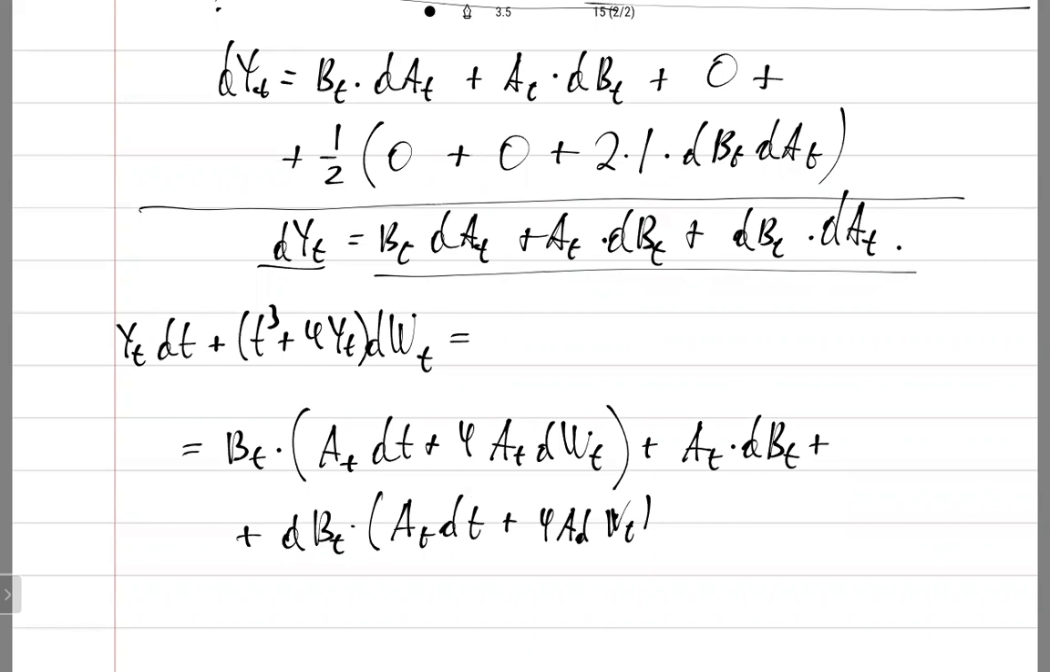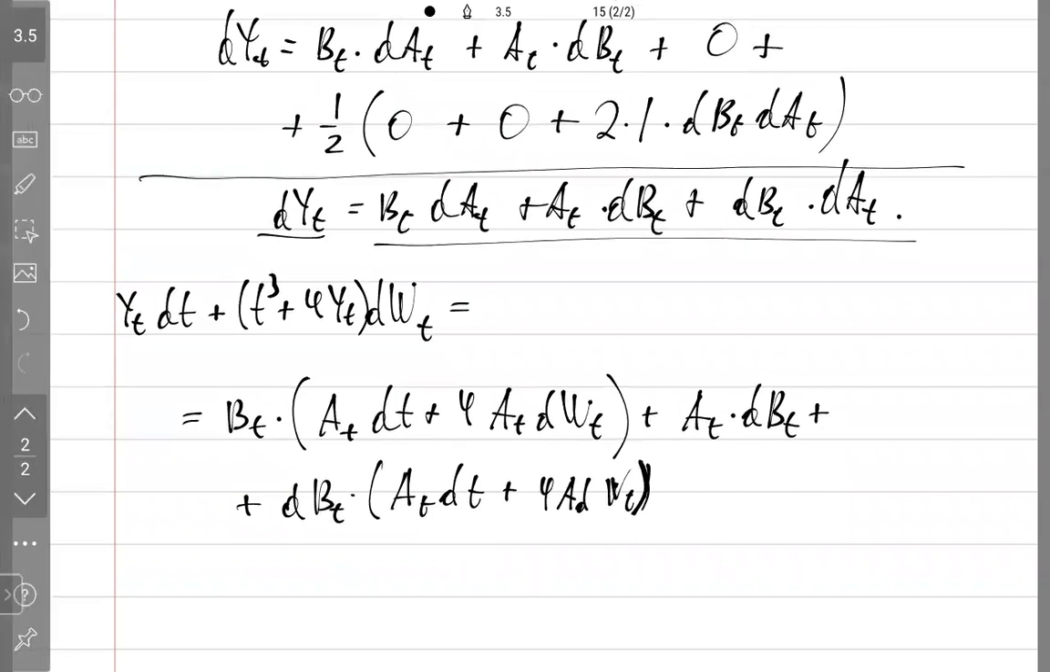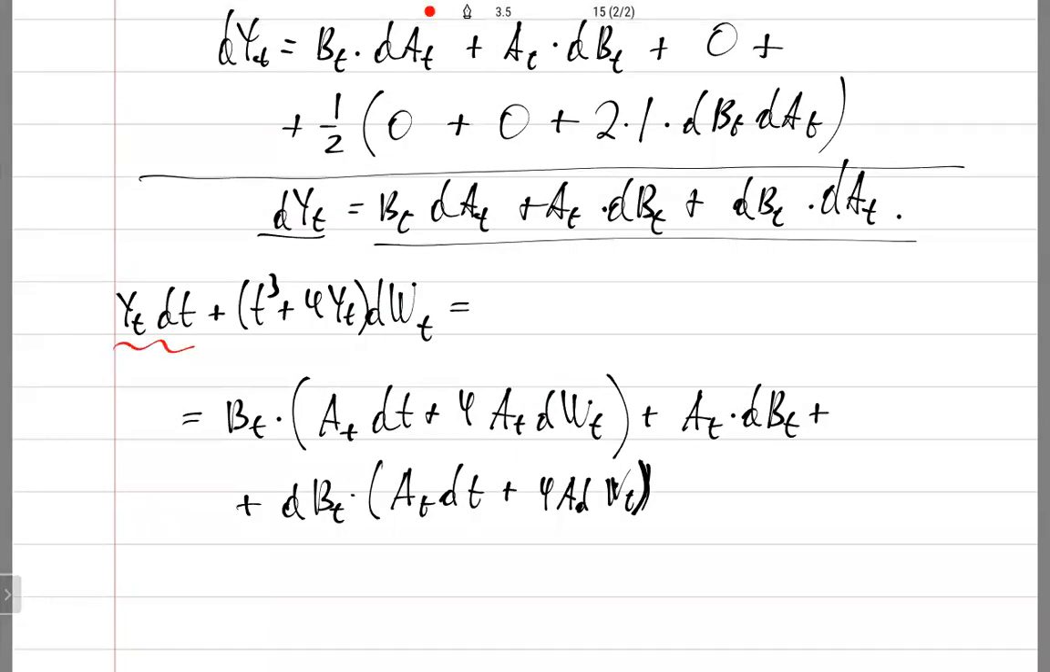dwt. Okay, so let's see what will cancel out. I see that this term will, I think, cancel out. What else? 4yt and this term will cancel out.